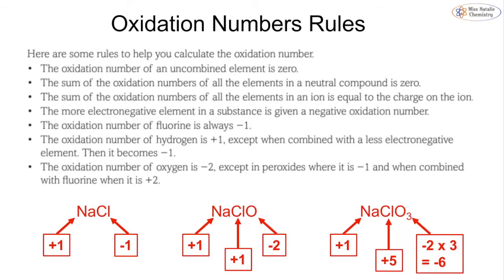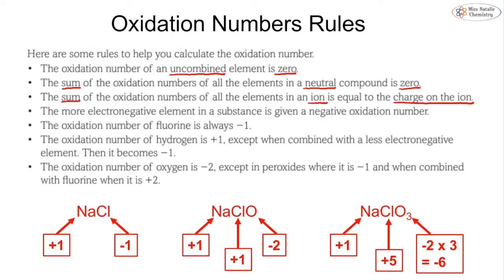So when you're calculating oxidation numbers, these are the rules that you should follow. If you have an uncombined element, the oxidation number is 0. The sum of the oxidation numbers of a neutral compound is also 0, and the sum of the oxidation numbers of an element and an ion is equal to the charge on the ion. So if it was SO4 2-, the oxidation numbers would need to add up to 2-.